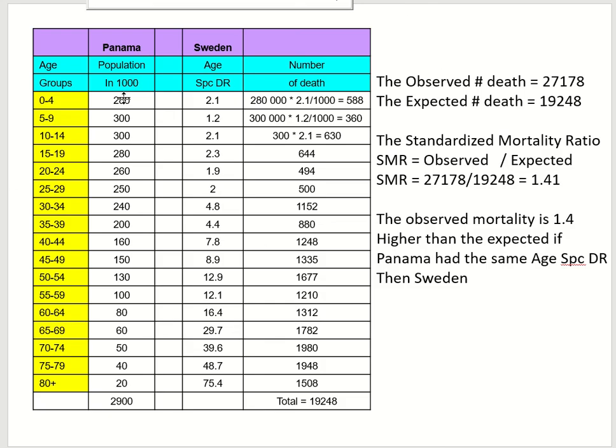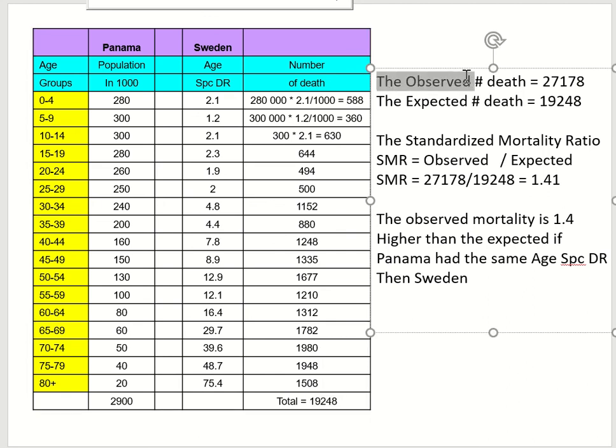Again, I have this table, the age group, you're used to them, the population distribution of Panama, you're used to them, but now I've borrowed the age-specific death rates from Sweden, which is 2.1 for the first age group, 1.2, etc. And now I'm calculating again the number of people that I would expect to see dying in Panama if Panama had the same age-specific death rate as Sweden. You do that for all the age groups, you get a total of 19,000.